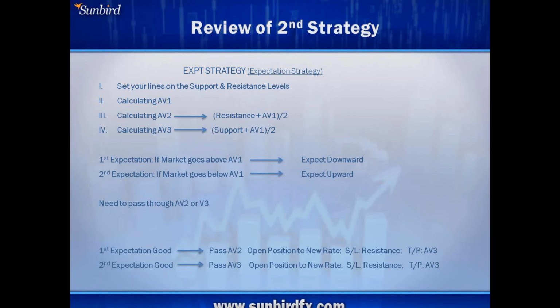So we have our first expectation, which is if the market goes above average 1, if it goes higher than average 1, expect downward movement. Now, when to expect it? It needs to pass through either average 2 or average 3. Sorry, I wrote V3, but it's average 3. So it goes above average 1, higher than average 1. Wait until it breaks average 2. Once it breaks average 2, get ready to open a position.